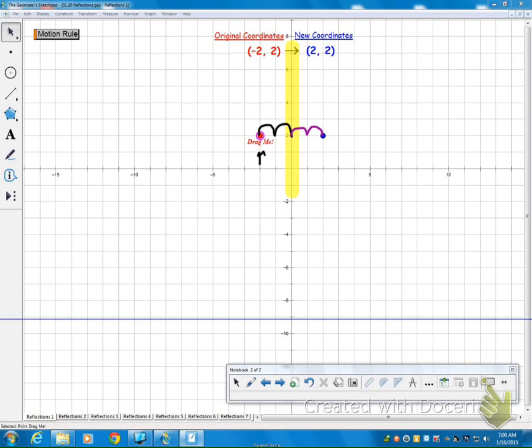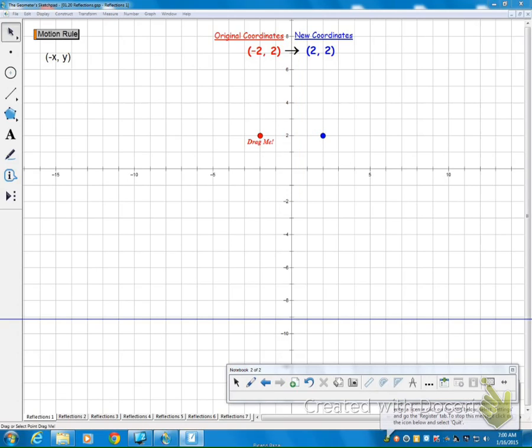Now, we also have motion rules. Now take a look at what we have up here. My original coordinate was -2, +2, and my new coordinate is +2, +2. So let's take a look at what our motion rule is going to be. If I look at that, my motion rule is -x, y. What that tells me is whatever the sign of x is, you change it. So if my x is negative, it becomes positive. If my x is positive, it becomes negative.